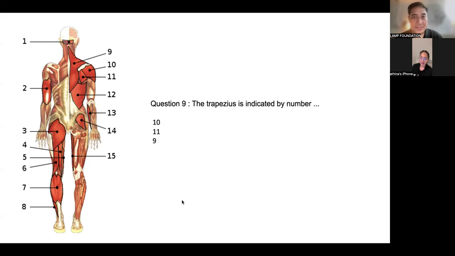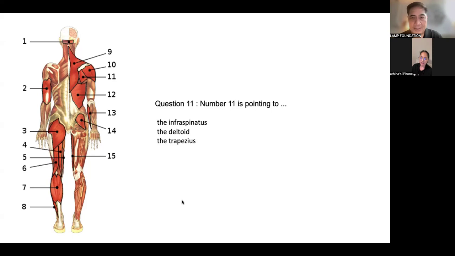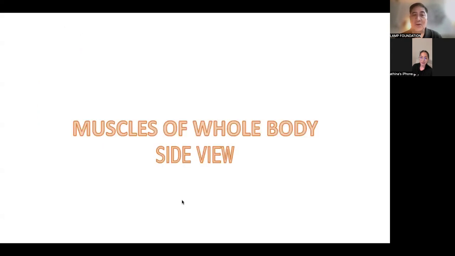Trapezius, number 9. Number 14, that's the gluteus medius. Number 11, that's the infraspinatus. Number 3, the gluteus maximus. Number 13, the flexor carpi ulnaris. Occipitalis, that's number 1. Latissimus dorsi, number 12. Now we go to muscles of the whole body, side view.